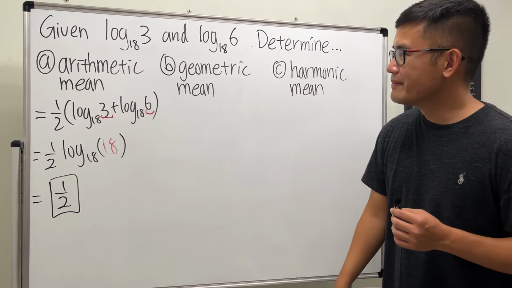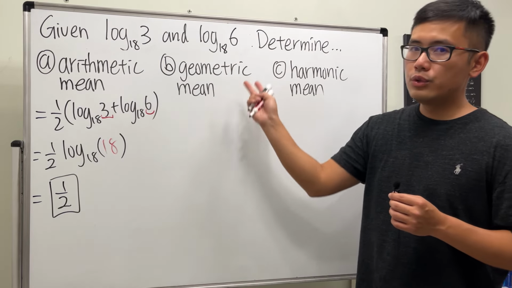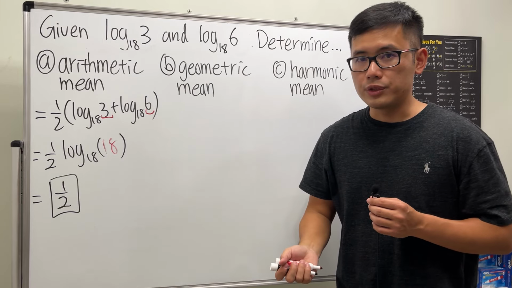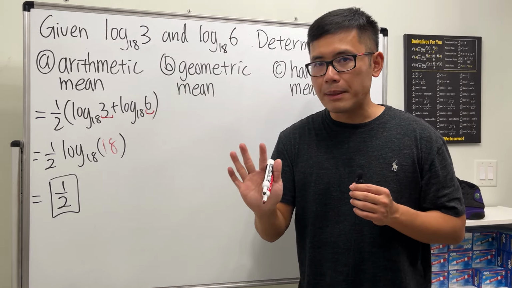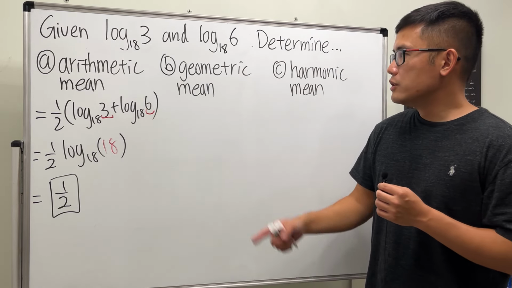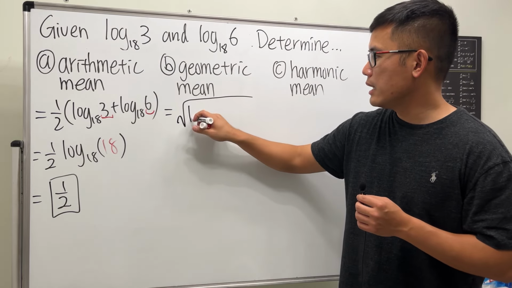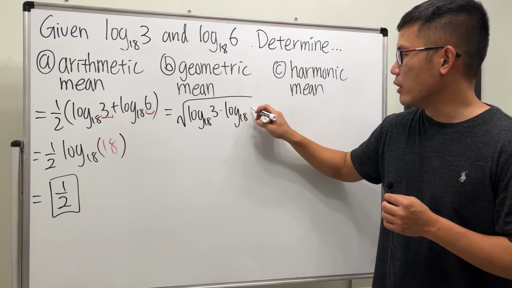That's pretty cool. Now, let's look at the geometric mean. When we have only two numbers, all we have to do is multiply them and then take the square root. If we have 5 numbers, then we will multiply all those 5 numbers together and then take the 5th root, etc. So for this right here, we will get the square root, and then we just multiply log base 18 of 3 with log base 18 of 6.